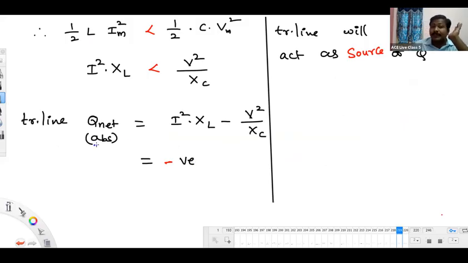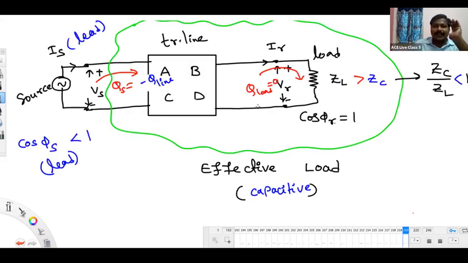So the line is absorbing negative reactive power, means it is not absorbing the reactive power, it is going to deliver the reactive power. So the line is going to act as a source of reactive power. Means if we talk about this effective load, this effective load is delivering the reactive power. So the effective load is in the nature of capacitor.